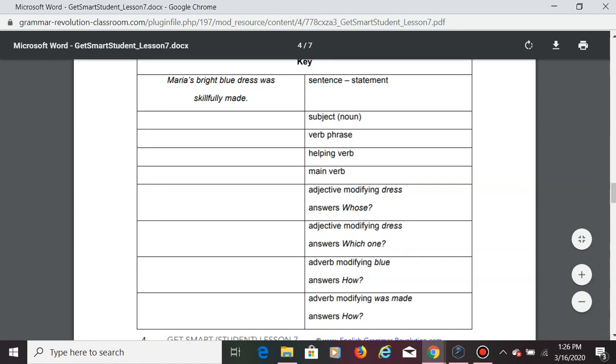Sentence and statement, subject, noun, verb phrase, helping verb, main verb, adjective modifying dress, answers whose. Adjective modifying dress, answers which one. Adverb modifying blue, answers how. Adverb modifying was made, answers how. So pause the video right now and write all of this under question number 2.